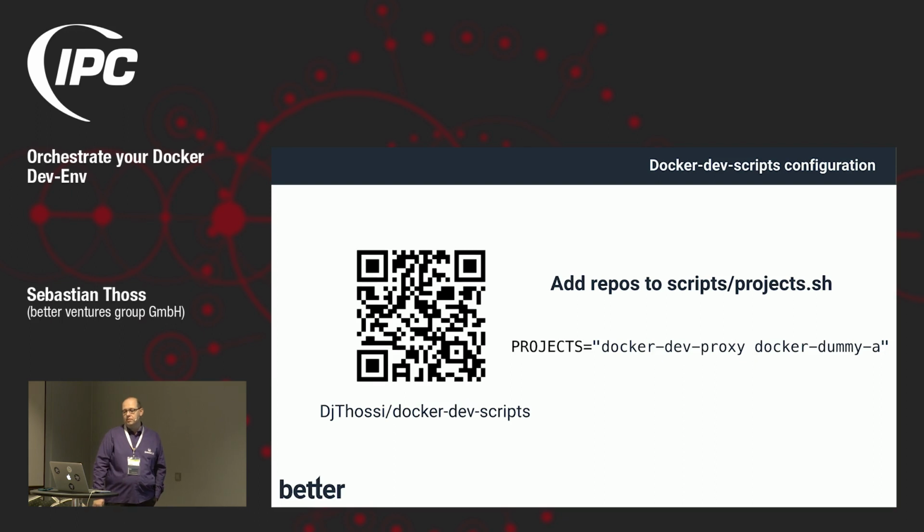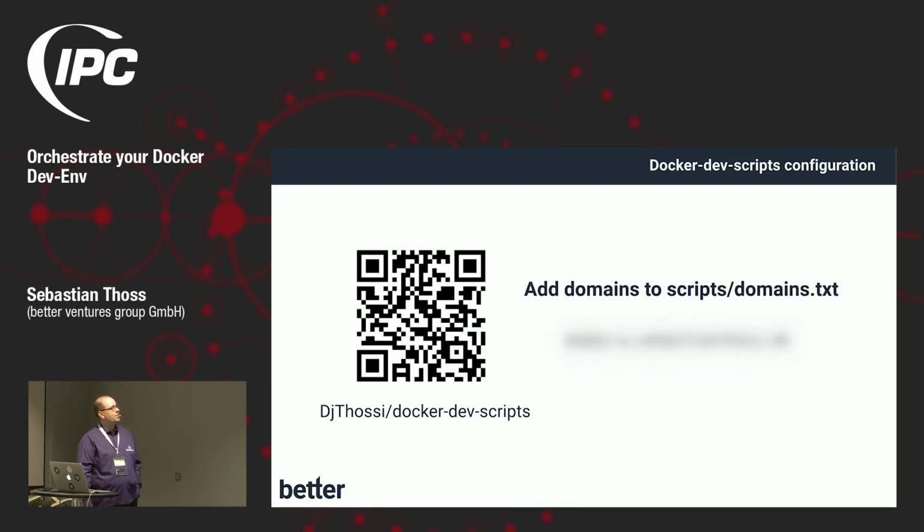There's one more thing to change. As mentioned before, we should add the domain in the domains txt, the domains which should be added to the etc host. For this example, I took the dummy A. All of this, as you see it here, is already configured in this repository. So you can simply take that, run it, see that it works, test it, and then configure it to your need.